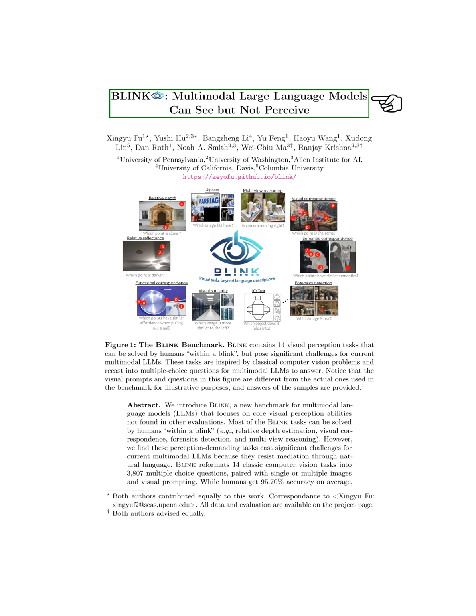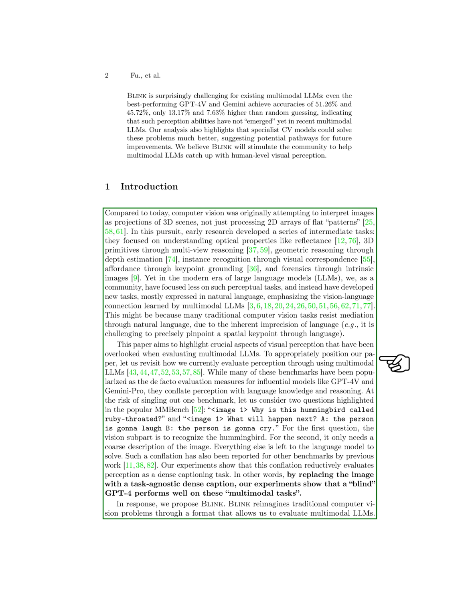Section: Introduction. In this section, we were introduced to the evolution of computer vision from its early focus on interpreting images as representations of 3D scenes to the current emphasis on processing 2D patterns. Initially, researchers delved into tasks like understanding optical properties, 3D primitives, geometric reasoning, instance recognition, affordance, and forensics. However, in the era of large language models, LLMs, the community has shifted towards tasks expressed in natural language, highlighting the vision-language connection learned by multimodal LLMs.